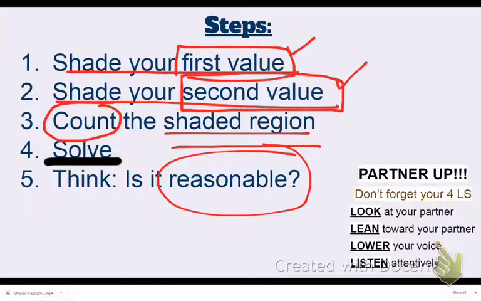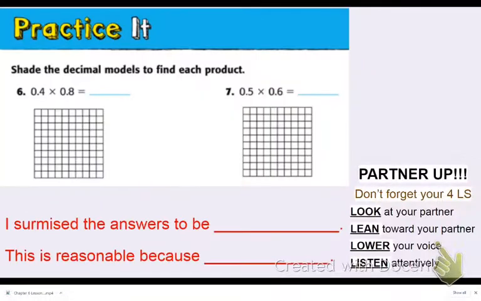Does the answer make sense? Shade the first one, shade the second one, so you can count and solve. See if it makes sense. See if your answer is reasonable. Shade the decimal models to find each product. Well, remember step 1, shade the first value.